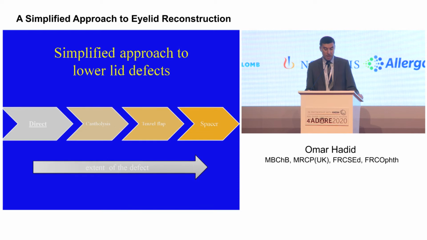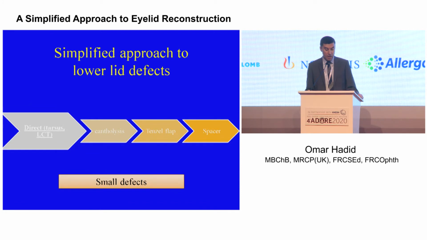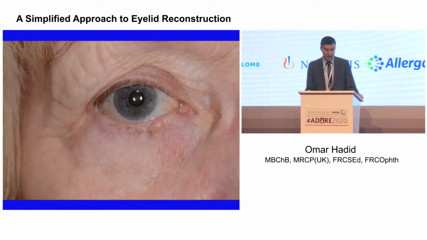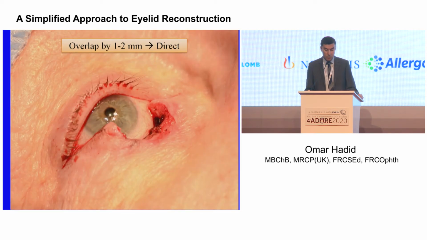Okay, so this is my simplified method of thinking when I see a lower lid defect. So that you can start, depending on the size of the defect, with a direct closure. This is a lady that has a small basal cell carcinoma in her lower lid. So following excision, that's what she has. She has a relatively small defect. And my tip to you when you see those defects is to try to overlap the two edges of the defect. If you can overlap by 1 or 2 millimeters, then your direct closure is going to lead to a very good result.